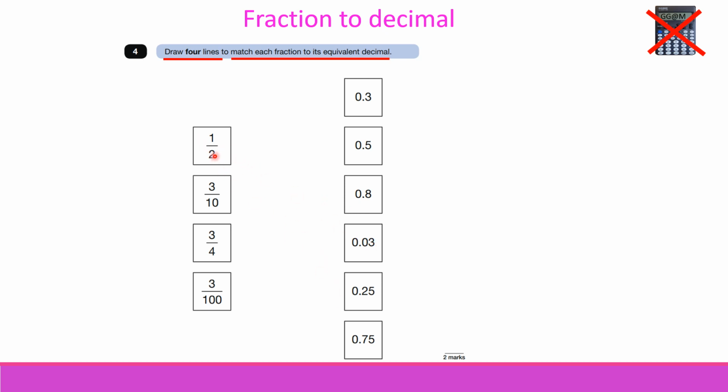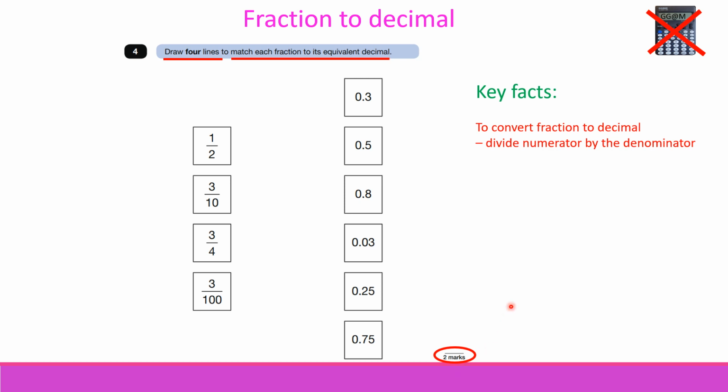So you've got to draw the lines in. And you should use your ruler to be able to do this. This is going to give you 2 marks in the exam. Now your key facts are that you need to know how to convert a fraction to a decimal. So this means you're going to divide the numerator by the denominator. So the number at the top divided by the number underneath will tell you what the decimal equivalent is.